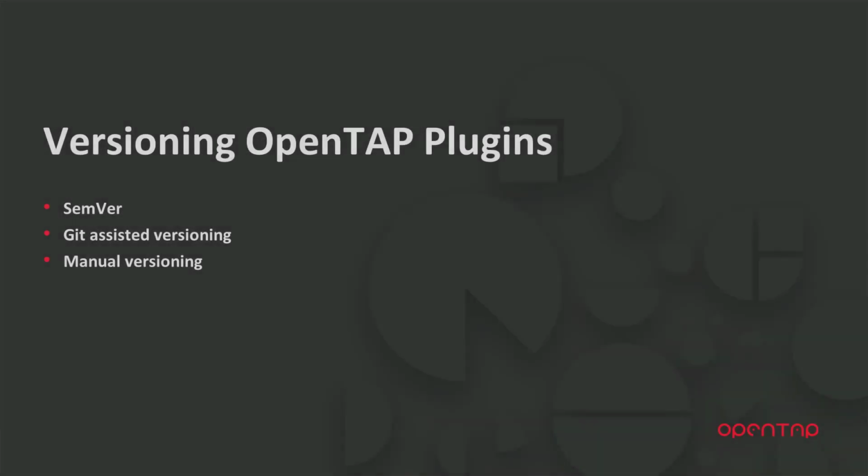So in this video, we took a look at how to version our OpenTAP plugin. We use semantic versioning and automatically calculate the version label using the Git commit history. In our next video, we will look at how to publish the OpenTAP plugin to the package repository.